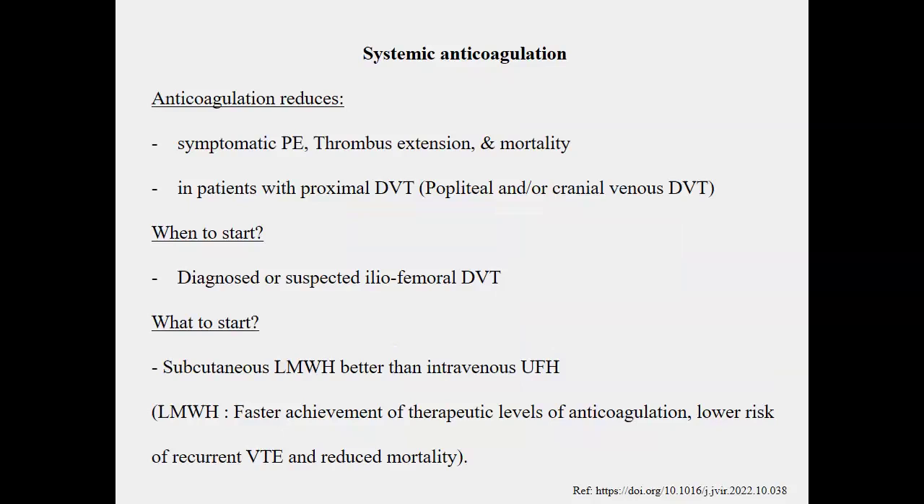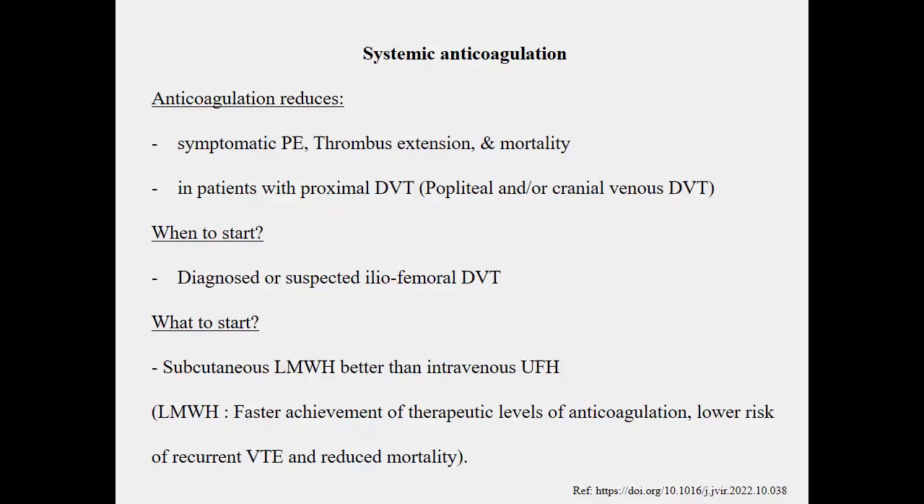In patients with proximal deep vein thrombosis, that means deep vein thrombosis involving popliteal or any other cranial veins, we start systemic anticoagulation as soon as the diagnosis or even suspicion of deep vein thrombosis is made to prevent pulmonary embolism, thrombus extension, and mortality. And here, the subcutaneous low molecular weight heparin is better than intravenous unfractionated heparin because they have a faster achievement of therapeutic level and lower risk of recurrent venous thromboembolism.